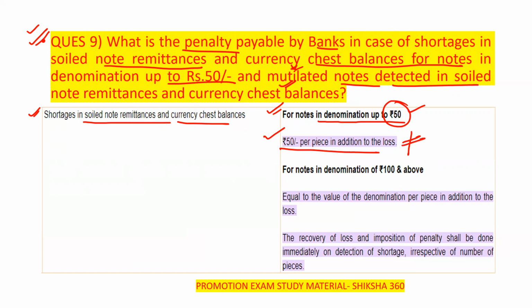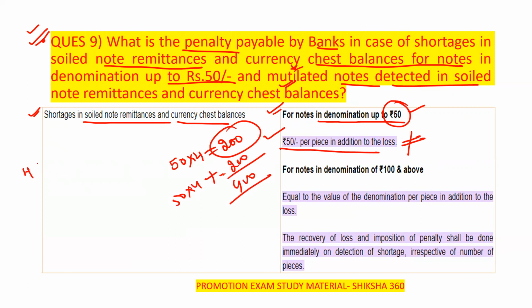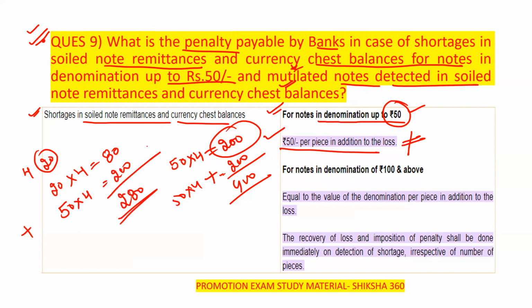That is, if there is a shortage of 4 notes of 50 rupees, the loss is 50 into 4, that is 200, plus the penalty of 50 into 4, again 200. Total they have to pay 400. So the shortage they have to pay, plus the penalty, that is 50 rupees per piece in addition to the loss.